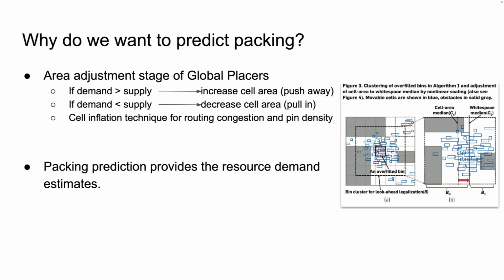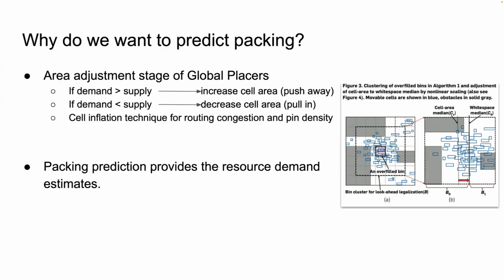As you can remember from last week's presentation by Alex, the area adjustment stage of global placers has a mechanism that adapts the demand and supply of the instances. For example, if we have more demand than supply, we increase the cell area and that way try to push away the instances from that tile location. And if demand is less than the supply, we decrease the cell area and try to pull the other ones into the corresponding cell area.